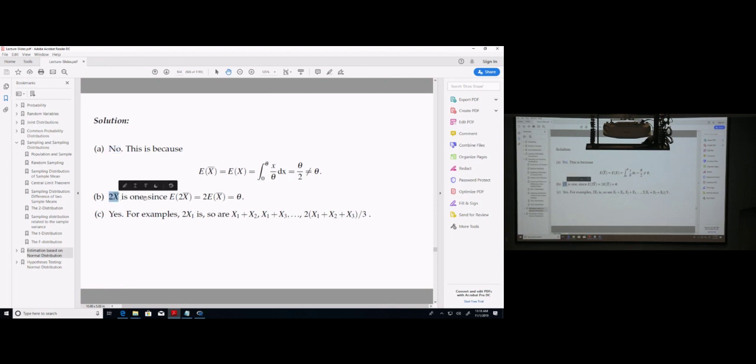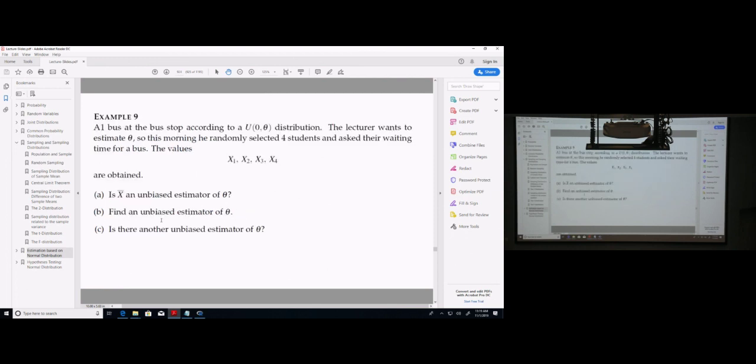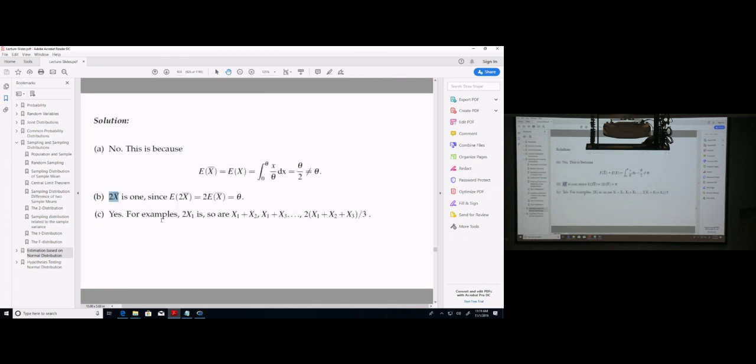This will be one of them, because this is actually how the 2 was figured out, but we prove it in retrospect. Okay, so forget about C. Is there another unbiased estimator of theta?